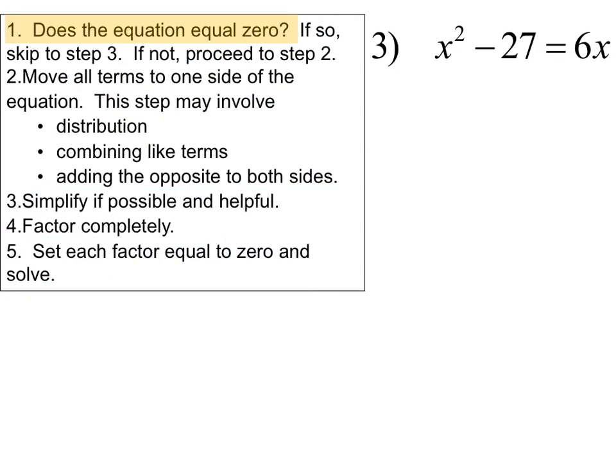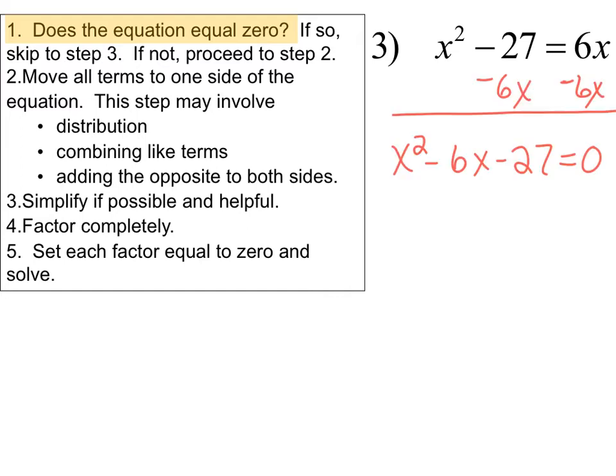Example number 3. First thing we ask ourselves, does the equation equal 0? In this case, it doesn't. So what we're going to have to do is use our inverse operations to set it equal to 0. That gives us x squared minus 6x minus 27 is equal to 0. Let's go ahead and get our factored form together and let's see what we get.